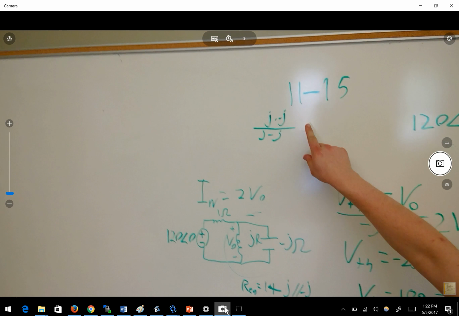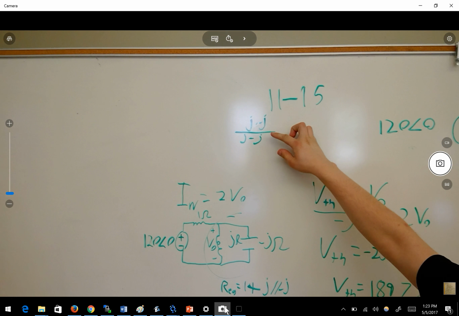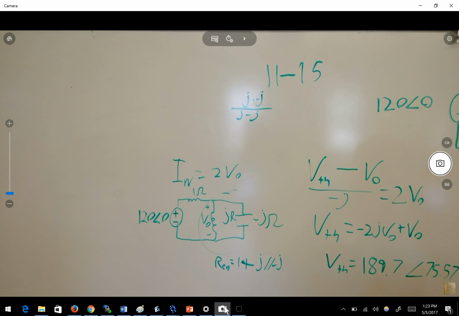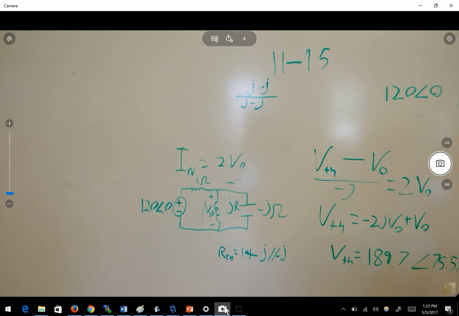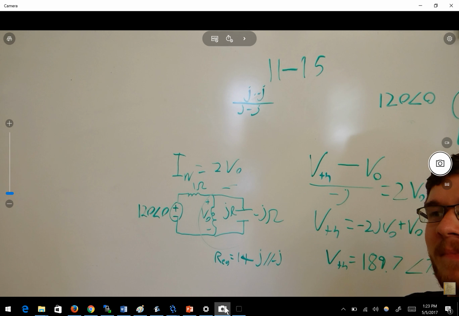Okay. So this is what I'm getting for the equivalent to these two in parallel: J times minus J over J minus J. Yeah. Oh, that's not good. Oh, you know what? I wonder if that's a resonant circuit. It might be resonant. When are we going to get to resonance? Next week.